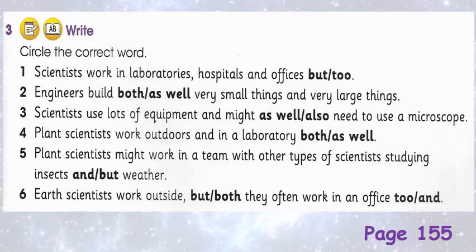Choose the correct word. Number 1. Scientists work in laboratories, hospitals, and offices. Number 2. Engineers build both very small things and very large things. Number 3. Scientists use lots of equipment and might also need to use a microscope.